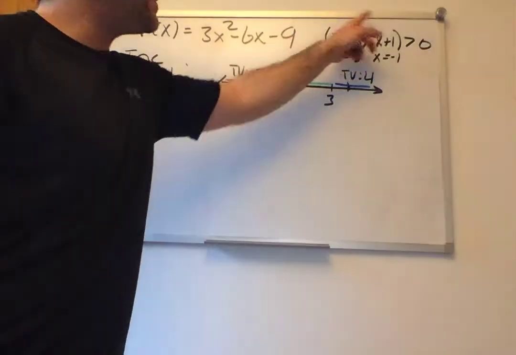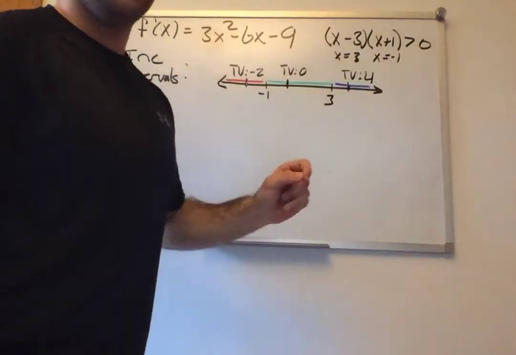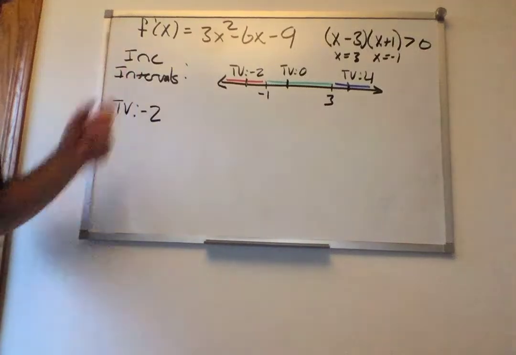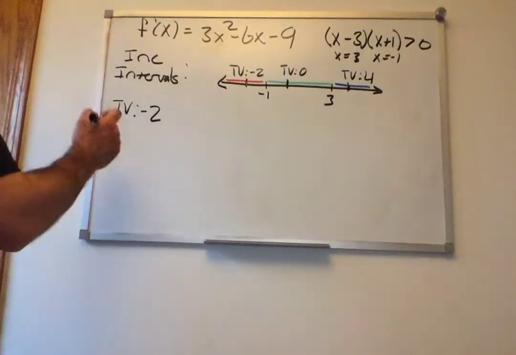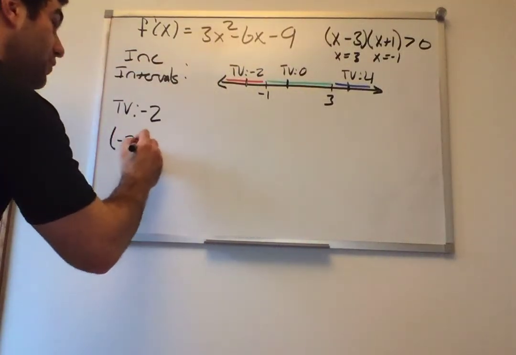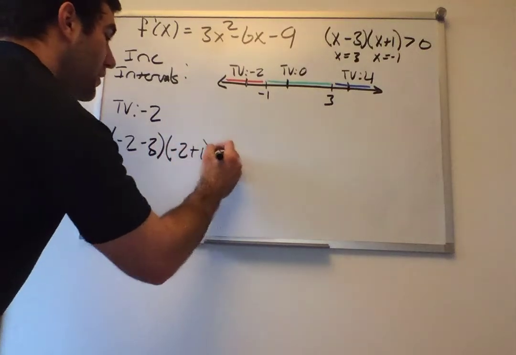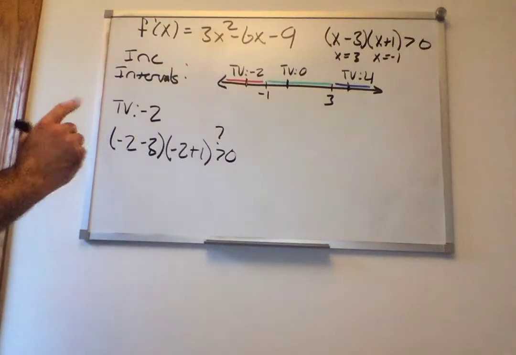But if this outcome turns out to be negative, is a negative number greater than 0? No, then the interval wouldn't work, and it wouldn't be an increasing interval. So that's what we're doing here. So, let's see. You could plug -2 into there. -2 minus 3 times -2 plus 1 greater than 0. Is this true or is this false?